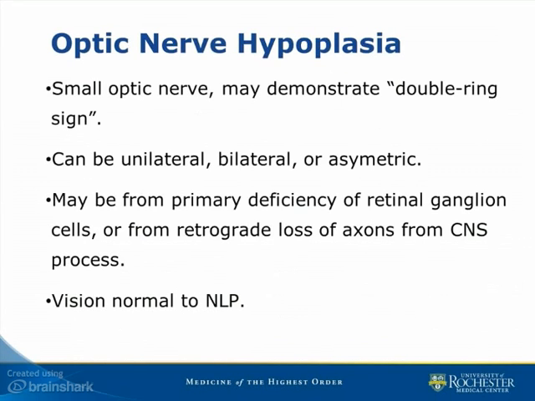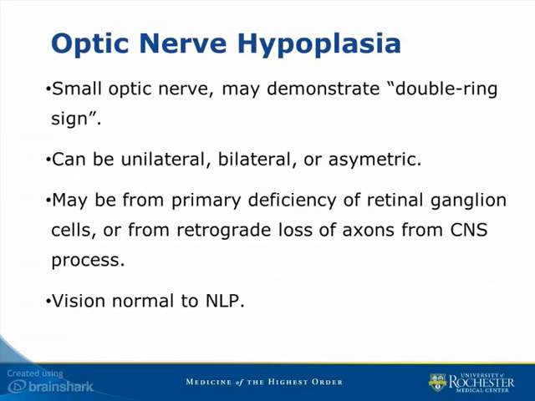Optic nerve hypoplasia is fairly common in the pediatric population. It's important to be able to recognize this. Patients may often have nystagmus and decreased vision. On examination, the patients will have a small optic nerve and may demonstrate what's called a double ring sign, where you can see the scleral canal outside of the actual optic nerve.